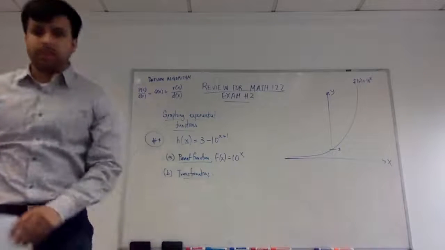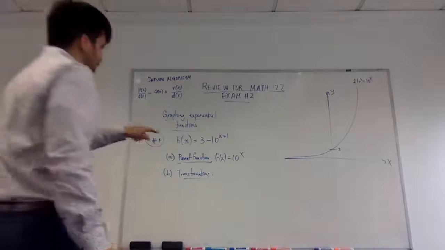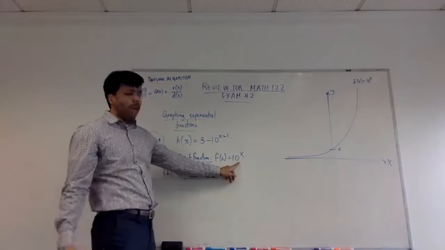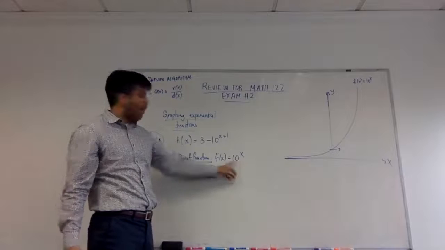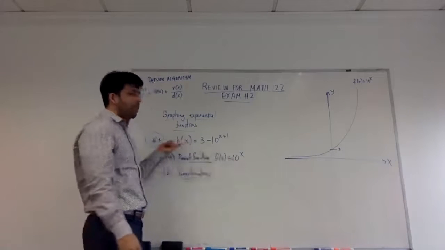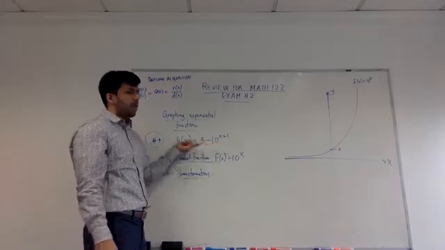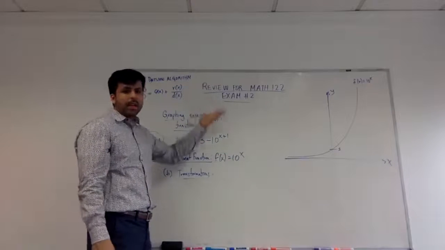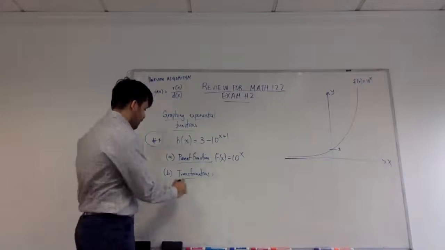So what are those transformations? Well, I need to first look at my function that I'm dealing with. So I know 10 to the x is my parent function. And how do I go from 10 to the x to h of x, which is this guy? Well, this negative that's in front of 10 represents a reflection across.